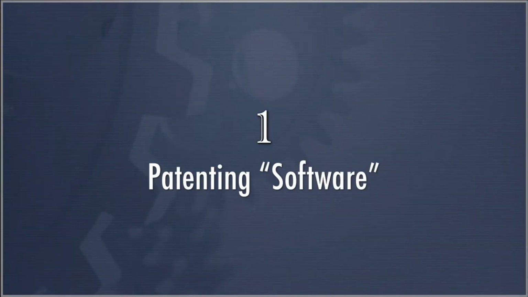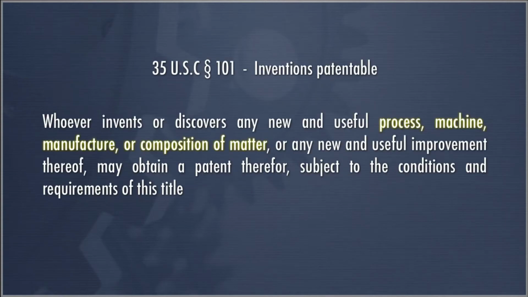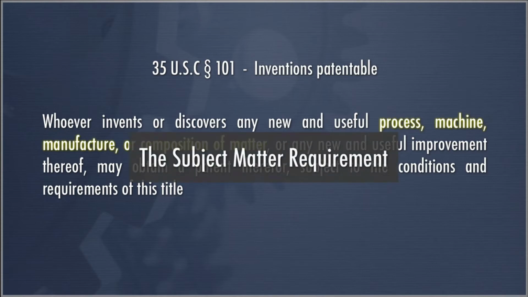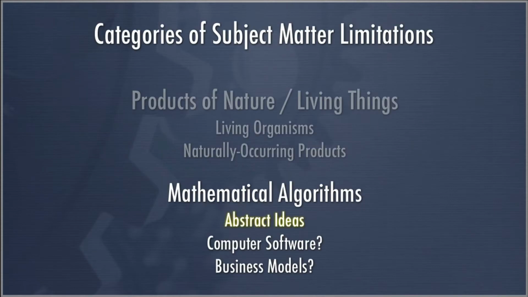So let's start with patenting software, right? Again, we're looking at Section 101 for this class, and indeed the categories of subject matter: process, machine, manufacture, or composition of matter. This is, of course, the subject matter requirement. As we talked in the last class, there are really two categories of subject matter limitations. What we discussed in the prior class was the products of nature, living things restriction, and you'll recall that at least as of now, the rule is basically Chakrabarty combined with Parke-Davis, in which case you can patent living organisms as long as they are man-made, and that the key distinction is man-made.